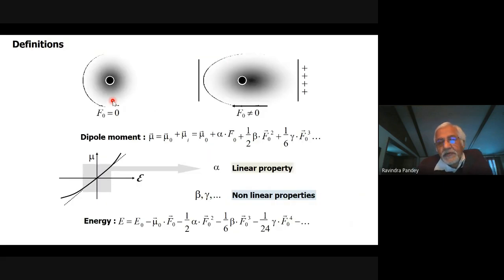So I simply give a brief cartoon. What we are looking at is the perturbation: when the electric field due to these photons is 0, and once the light is incident, then we have the perturbation. In terms of the linear property, there is the dipole moment, which you can express in a Taylor series. And similarly, we have the non-linear properties, called beta or gamma, which again you can express in terms of the Taylor series here.